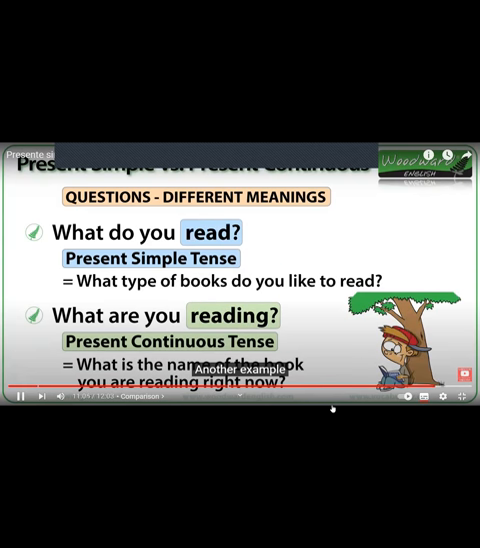Another example, what do you read? This means, what type of books do you like to read? What are you reading? This means, what is the name of the book you're reading right now?